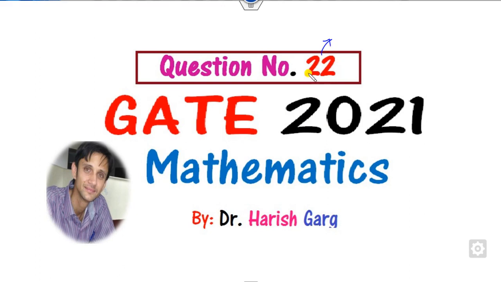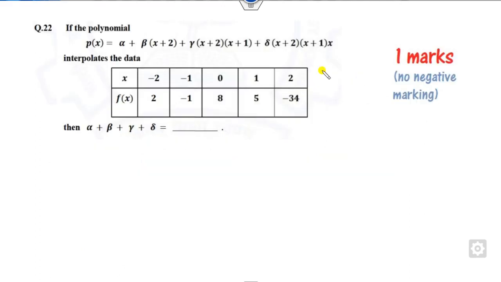Today we will see how you can solve question number 22, which is related to curve fitting polynomials. These are very common questions in almost every GATE examination. You can see this type of question in GATE 2020, 2021, maybe 2022, and many previous years. This question is of 1 mark, and there is no negative marking, so you must attempt this.